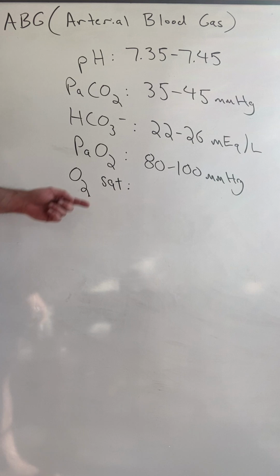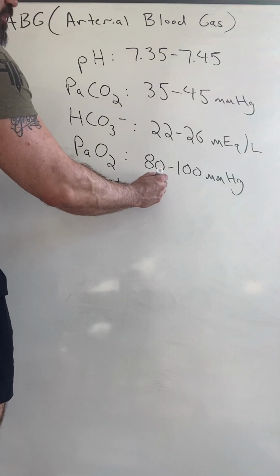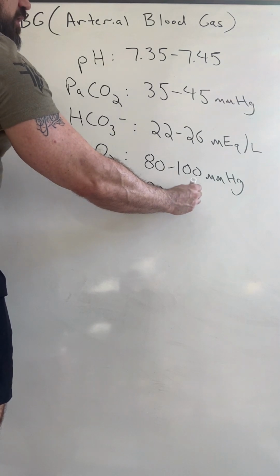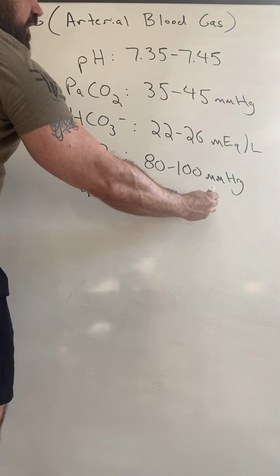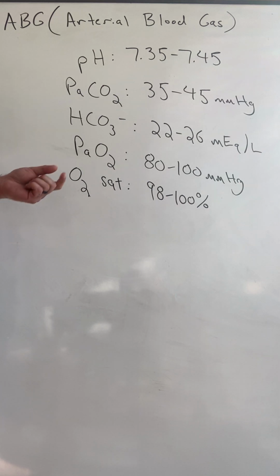And then O2 saturation should be, well, technically as close to 100% as possible. So we'll say 98 to 100%. Some sources might say 95 to 100%, whatever you read. So this is your O2 saturation: how much hemoglobin on the red blood cells is saturated with oxygen. So that's just like getting a pulse oximetry reading on someone's finger. Same idea, okay?